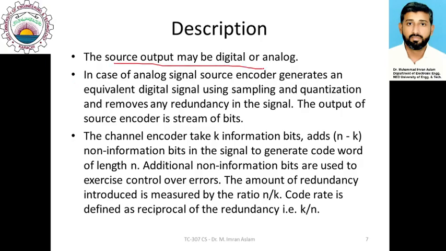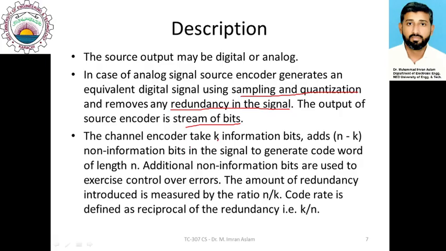So the source output can be digital or analog, but we need to use a transducer to convert the information into digital form. In case of an analog signal, of course, we need to convert it into digital form using analog to digital conversion by the process of sampling and quantization, and then the source coder removes any redundancies in the signal to generate a bit stream at the output.